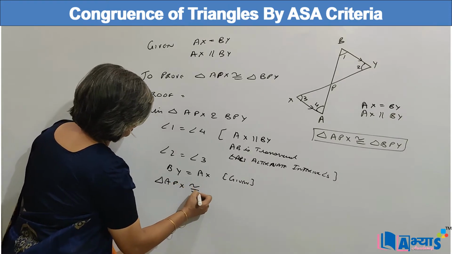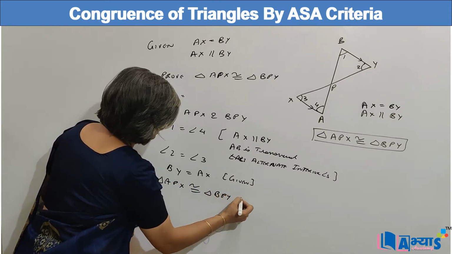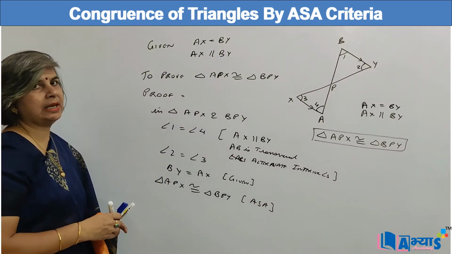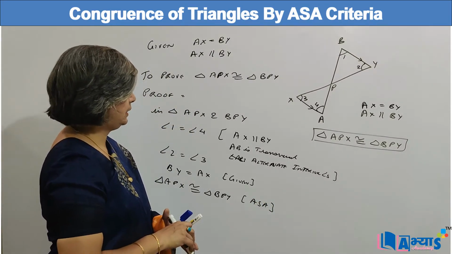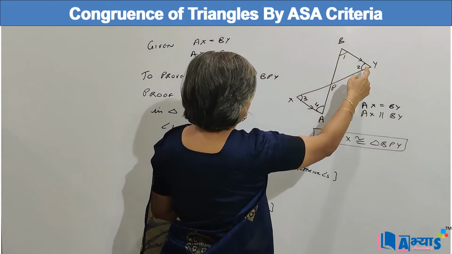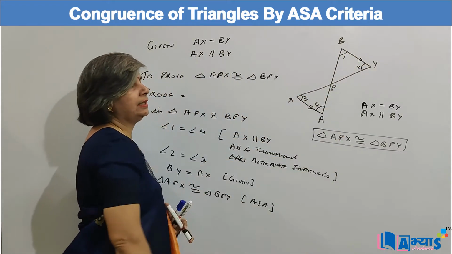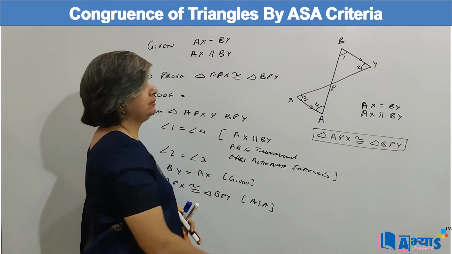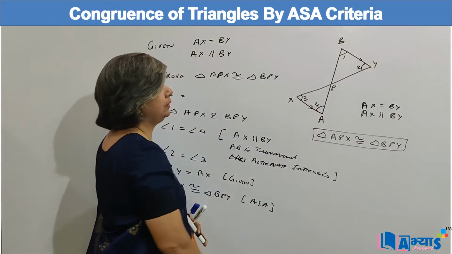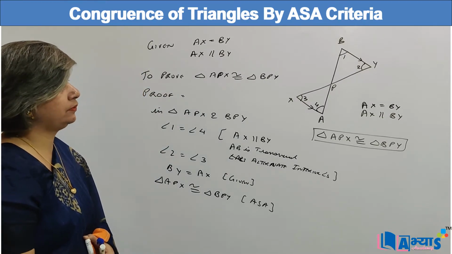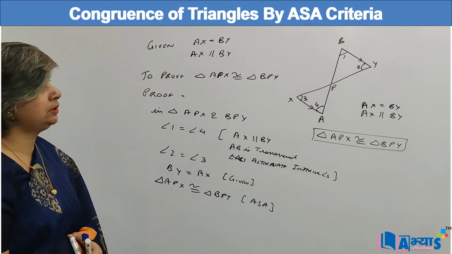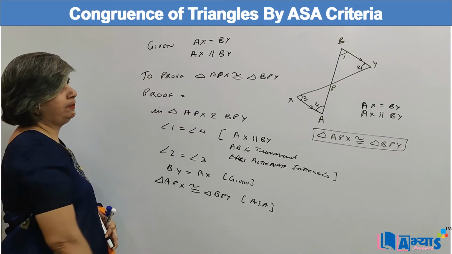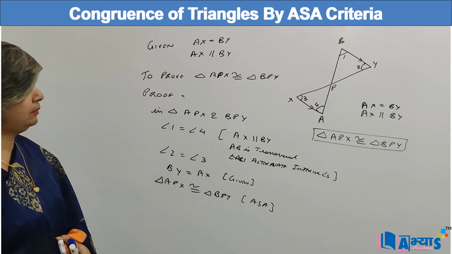So triangle APX is congruent to triangle BPY using the concept of ASA criteria, because the angle 1 and angle 2 and the included side BY of triangle BPY has been used. Similarly, angle 3 and angle 4 and the included side XA has been used in triangle PXA. So we can say that triangle APX is congruent to triangle BPY.